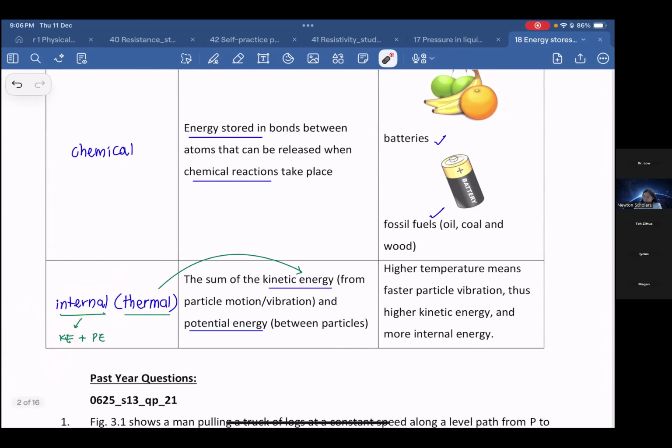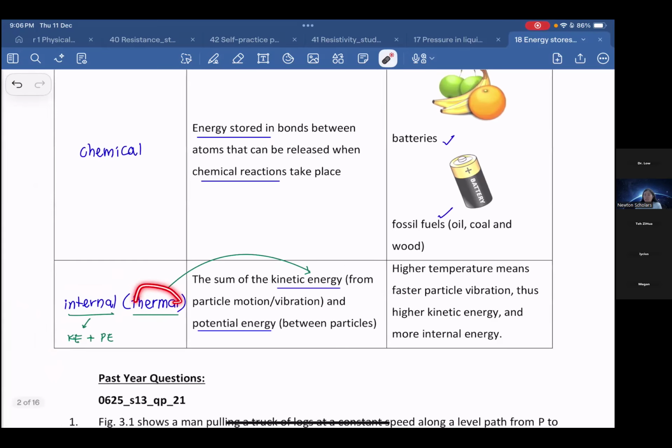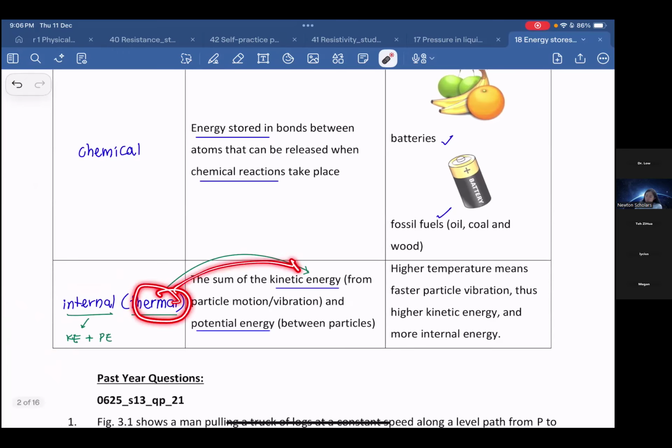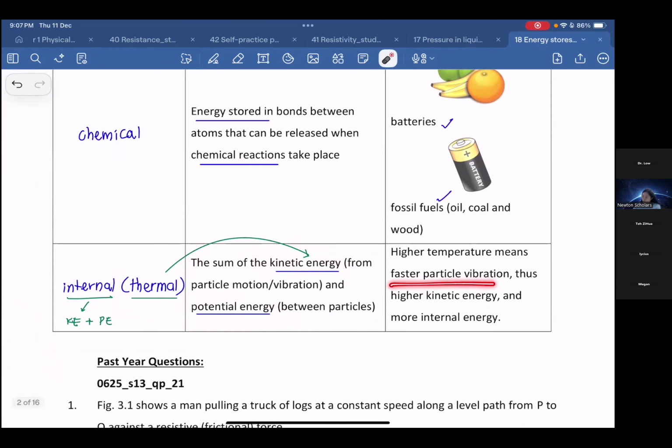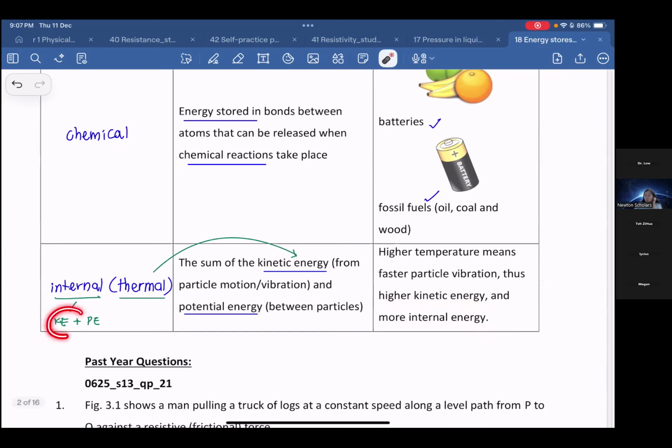But if we mention thermal, we are only talking about kinetic energy. When we're talking about internal, we're talking about kinetic and also potential. Okay, higher temperature means the particles vibrate faster, so higher kinetic energy, and it will have more internal energy because the kinetic energy part is getting more.